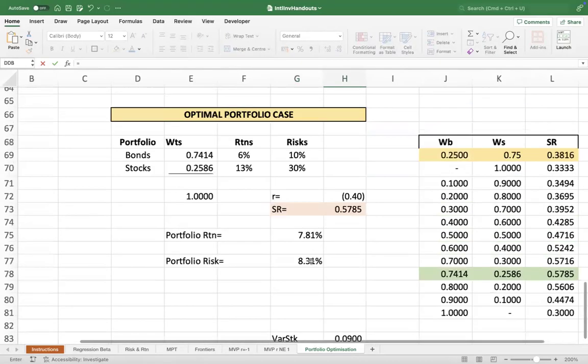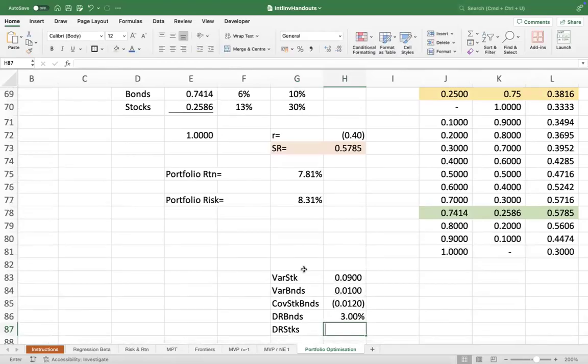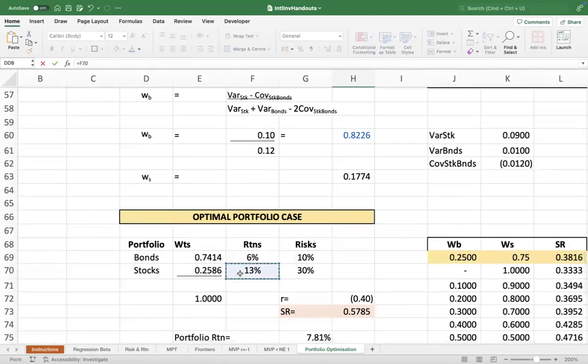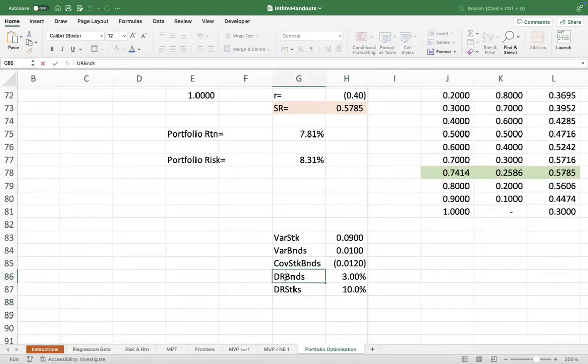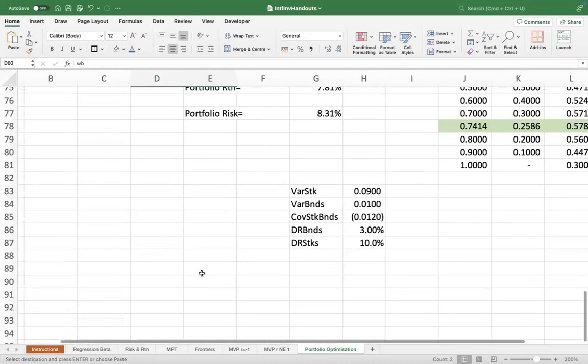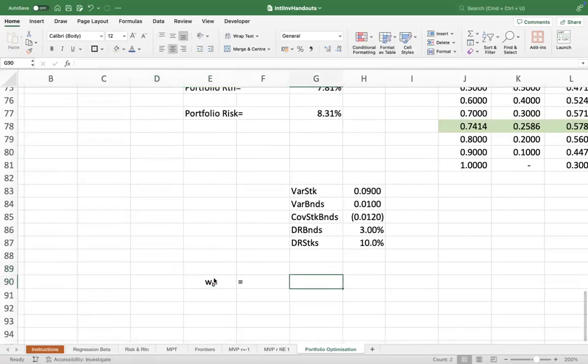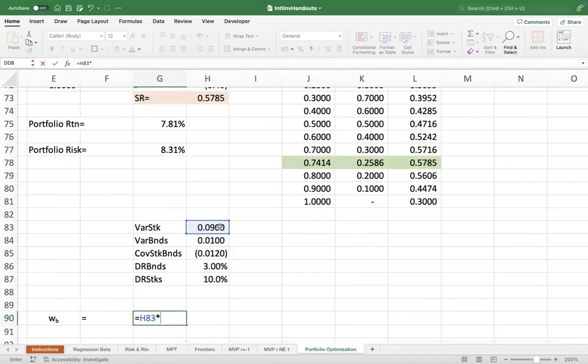Delta return for bonds क्या होगा? Bonds का return minus 3%. Delta return for stocks will be stocks का return minus 3%. So now if I use the formula, what should I get? We start with variance of stock, जो यहाँ है, multiply it with delta return of bonds minus covariance of stock and bonds multiplied with delta return of stocks.